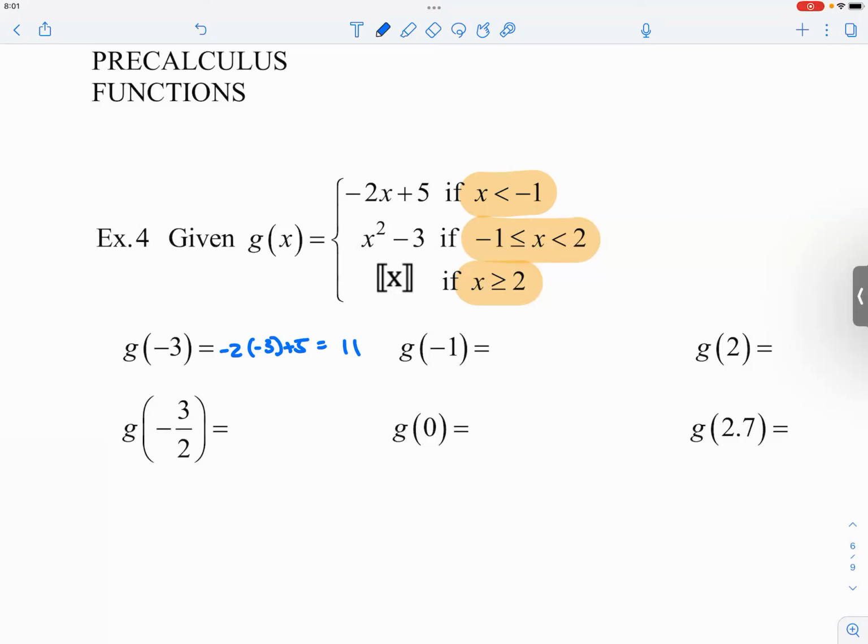Hey, what about the next one? G of -1. Which piece do we use then? The second one, right? Because right here we have x is greater than or equal to -1. So g of -1 means you have to include -1. So we use the second piece right here, and that gives you -2 as the answer.